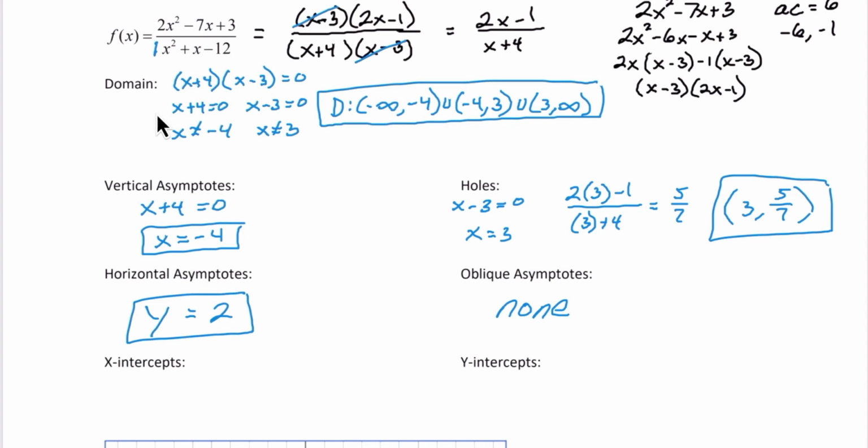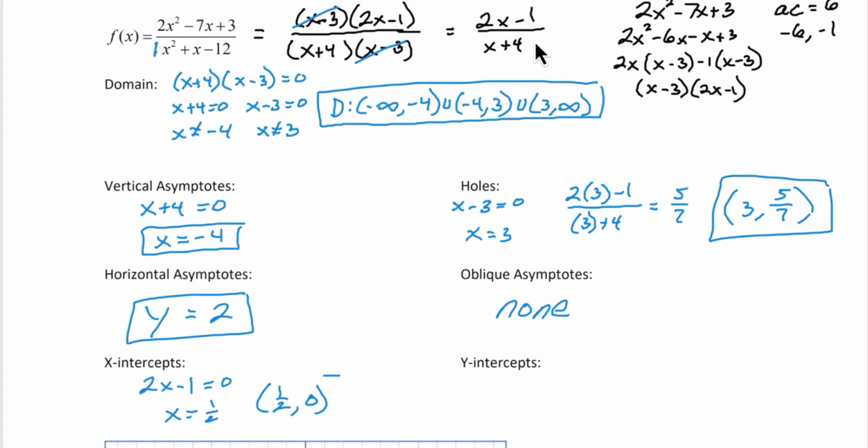To find x-intercepts, we set y equal to 0. And since we have a rational function, we can take a shortcut and simply set the numerator of the reduced fraction equal to 0. So 2x minus 1 equals 0, and we get that x is equal to 1/2. 1/2, 0 is our x-intercept.